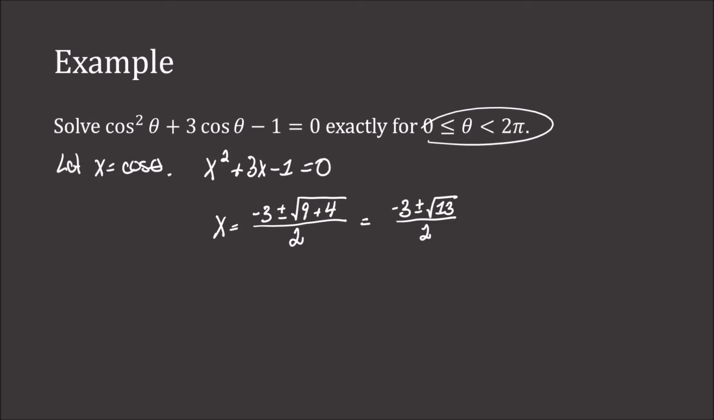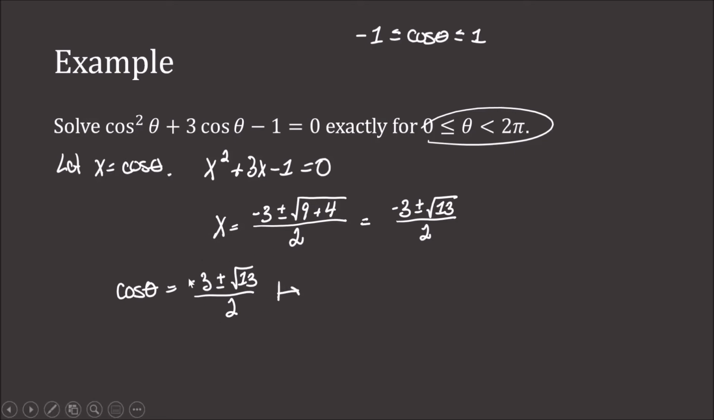Now, we have to remember that x is cosine. So this means that cosine of theta is negative 3 plus or minus the square root of 13 all over 2. But you also have to remember that the range of cosine is between -1 and 1. So we check to see if both of these values satisfy that. And in fact, they both don't. This will become cosine of theta is equal to negative 3 plus the square root of 13 over 2. Because negative 3 minus root 13 over 2 is less than negative 1. It falls outside of our domain.